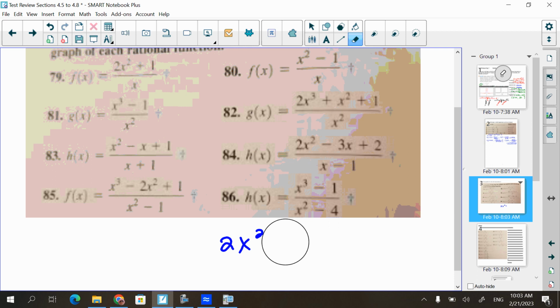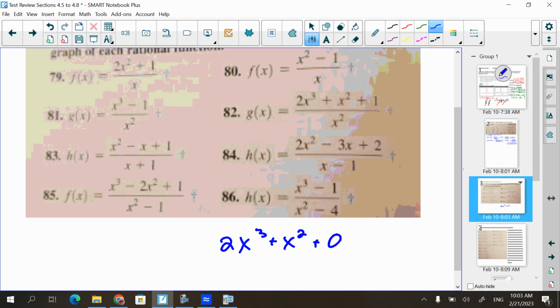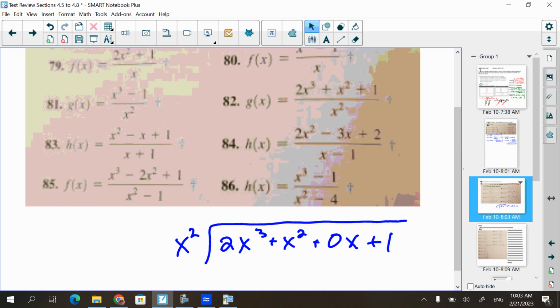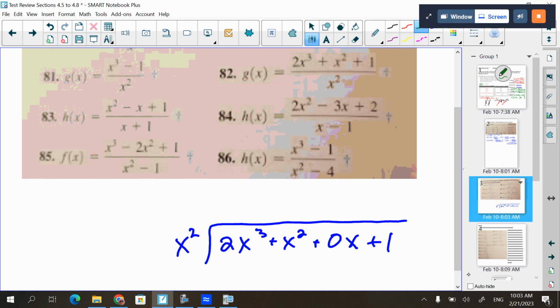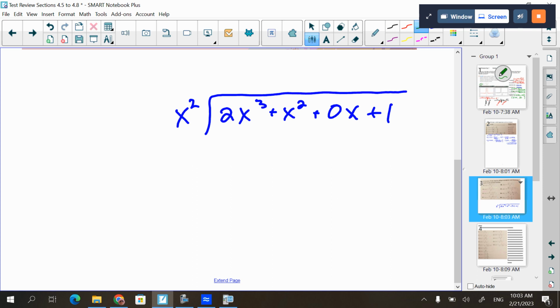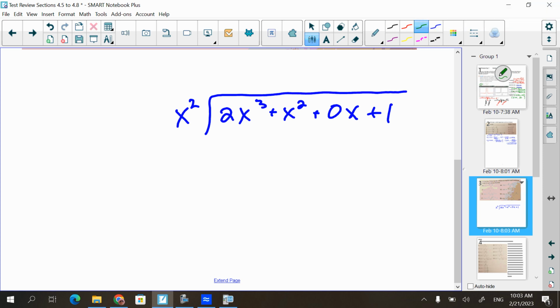2x cubed. Got to get it down right. 2x cubed plus x squared plus 0x, I'm skipping over an x, divided by x squared. And then you say, what do I multiply by x squared to get 2x cubed? 2x, right. And don't put it over here. Make sure it's lined up with your x's. That's how you know when you're done. 2x times x squared is 2x cubed.